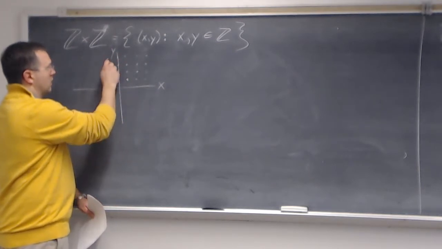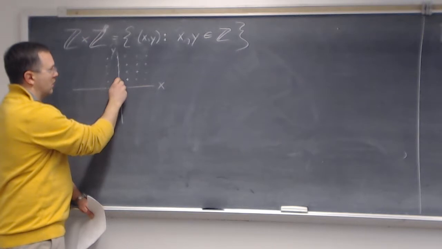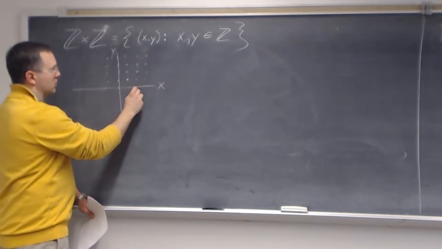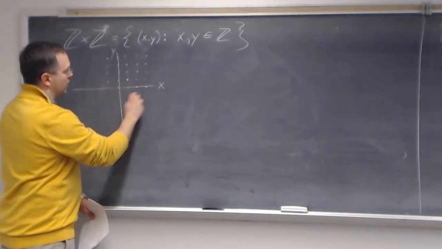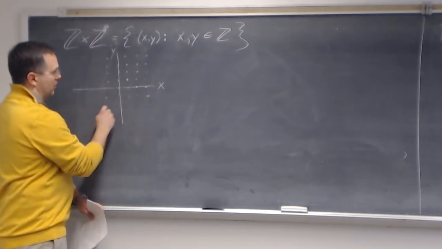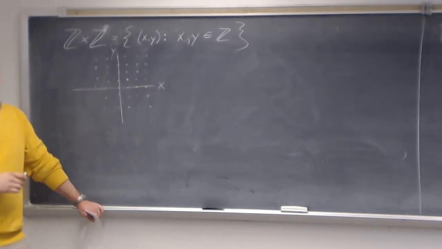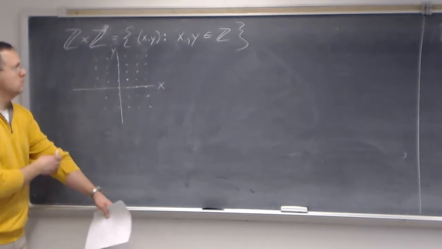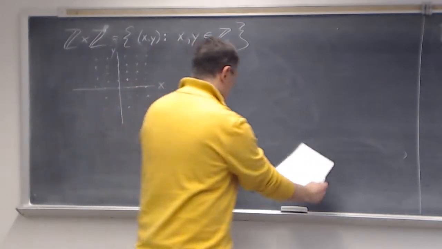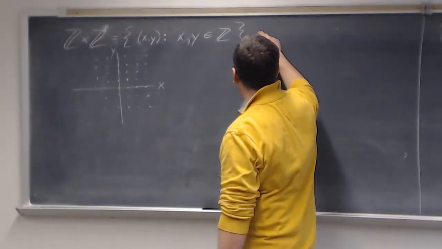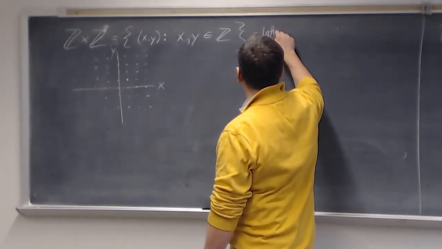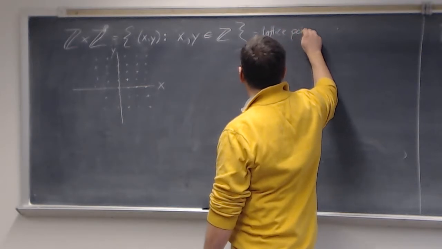It's like 0, 0, 0, 1, 0, 2, 0, and so on, and so you get this lattice covering the whole XY plane. Okay. So I would actually call these lattice points.